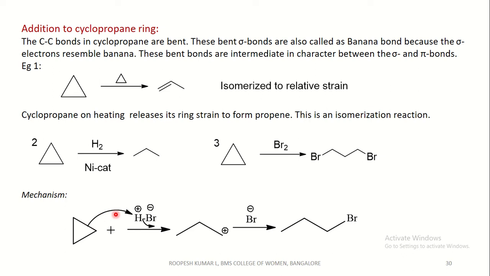This bond attacks, that is, as I said before, cyclopropane which is bent acts as a double bond sometimes. Therefore, this bond takes a proton from HBr and the bromide ion is released to form a carbocation. This bromide attacks the carbocation to form a bromopropane.